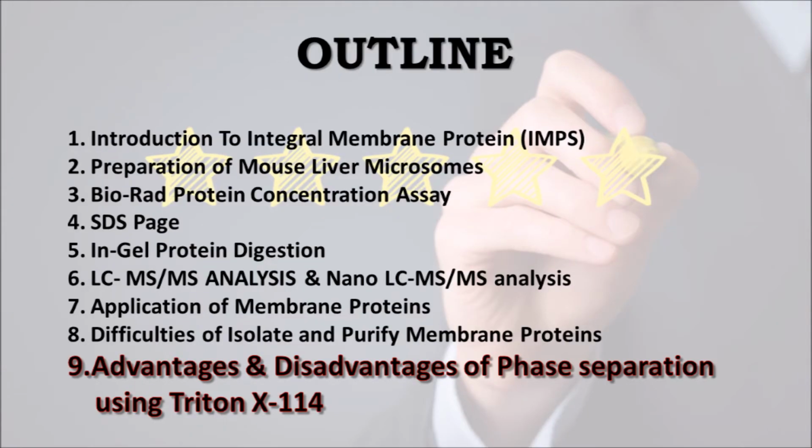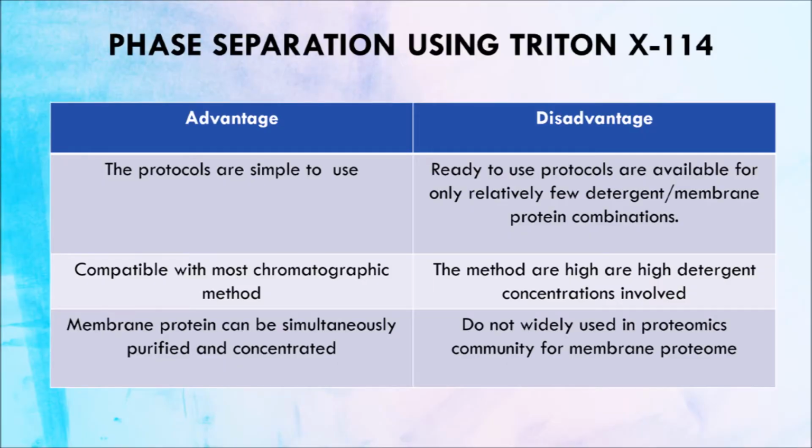So there are advantages and disadvantages for using this phase separation. Firstly, the protocol is simple, but it only uses a few detergents and is used for membrane protein combination. Secondly, it is compatible with most chromatographic methods, but it uses a high concentration of detergent. And thirdly, membrane protein can be simultaneously purified and concentrated, but it is not widely used for proteomics because not many researchers are doing this. Next.